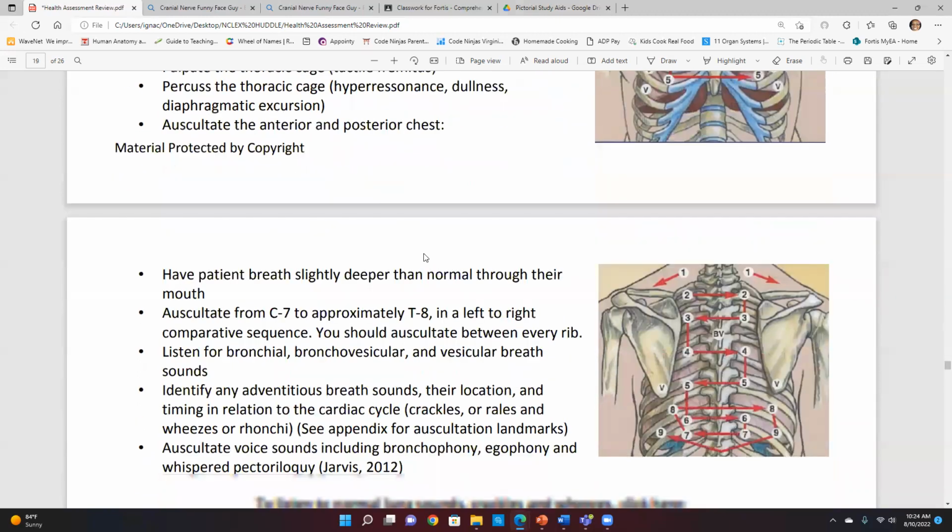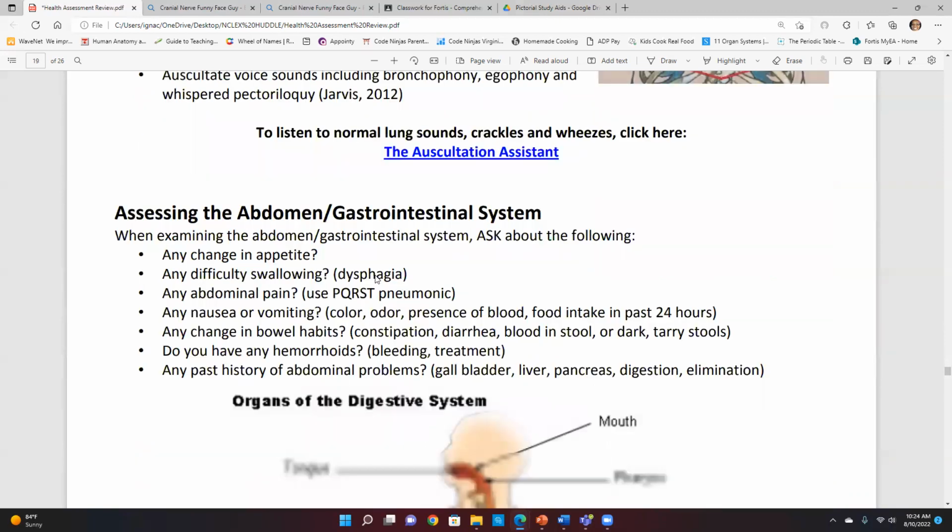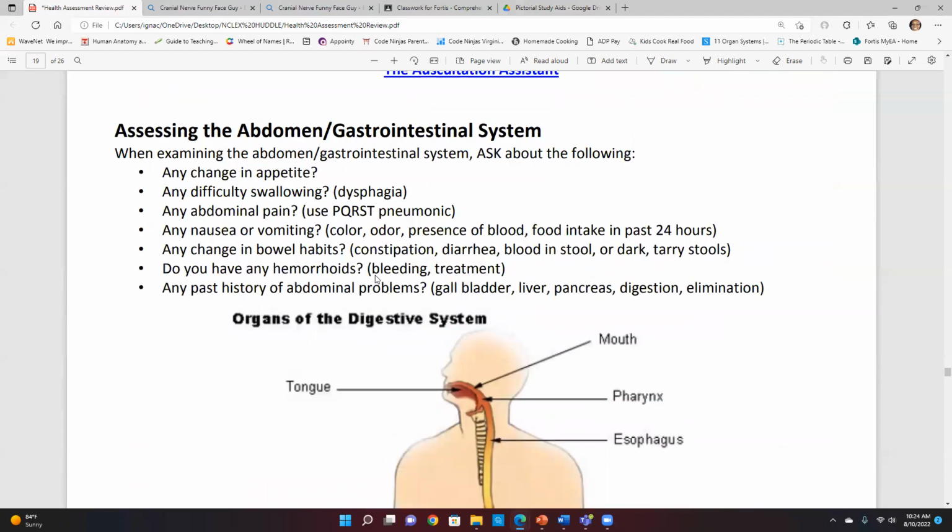So these pictures here give you a clear idea of what you should be doing as far as listening on the left and then to the right and then moving down, right? It's a kind of a zigzag pattern. Don't forget your lateral lung sounds. So those are lateral, meaning the sounds on the side. So don't forget that. Okay, assessing the abdomen, the GI system, okay?